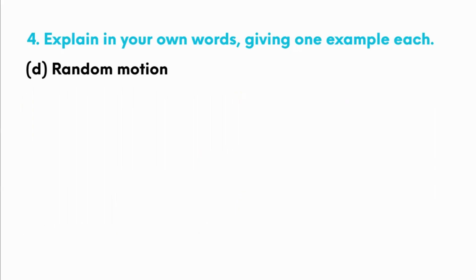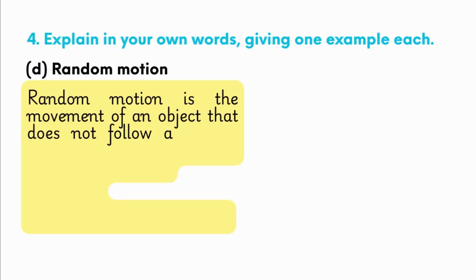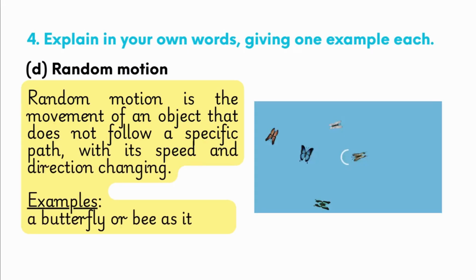Next is random motion. Random motion is the movement of an object that does not follow a specific path, with its speed and direction changing continuously. Example for this random motion is a butterfly flying, or bees which are flying randomly.